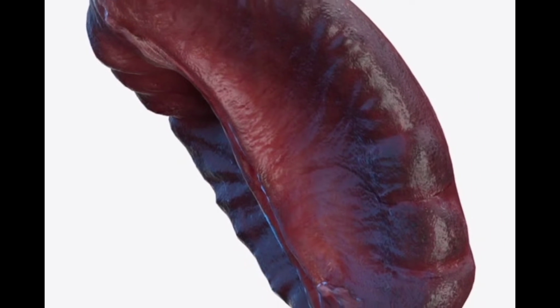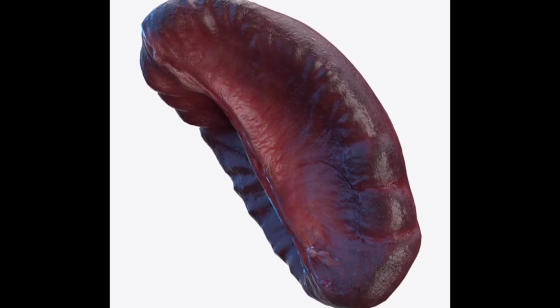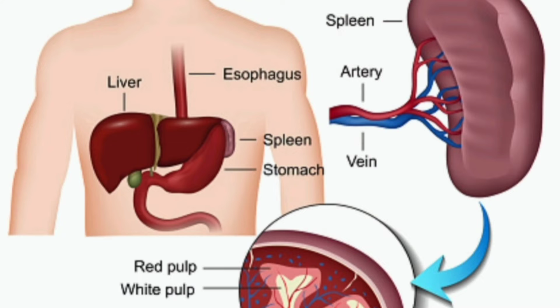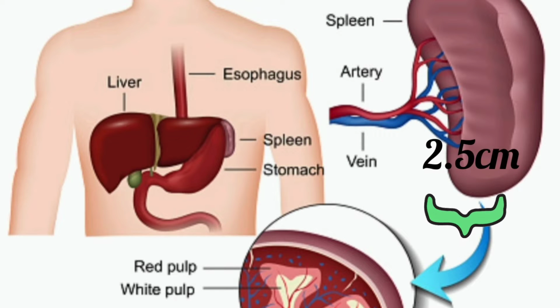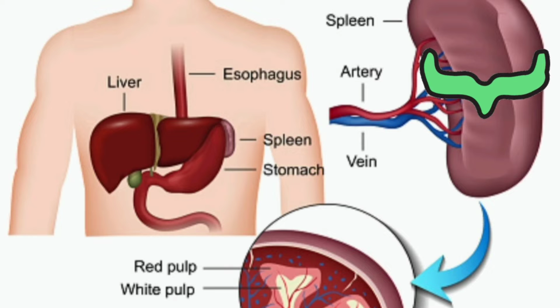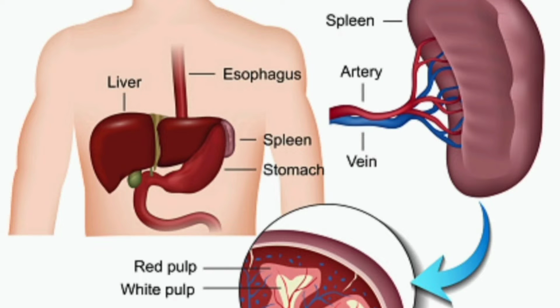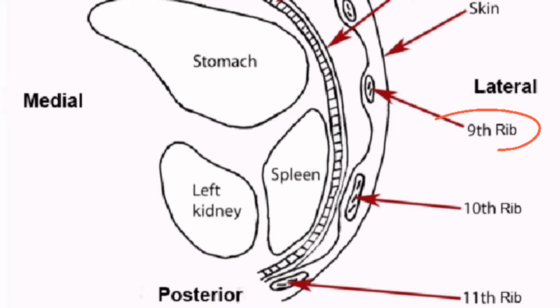The spleen is highly soft, vascular and dark purple in color. Now we will look into the dimensions of the spleen. The average thickness of the spleen is about 2.5 centimeter. It is about 7.5 centimeter broad and about 12.5 centimeter long in an average human being, although it is variable. And the spleen is related to the 9th, 10th and also to the 11th rib.